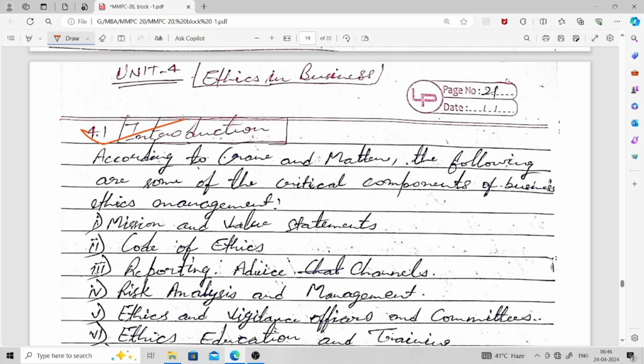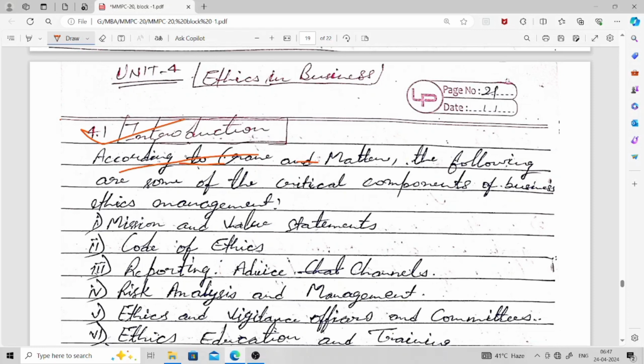Now in this introduction part, you can see according to Crane and Matten, the following are some of the critical components of business ethics management. Now you can see below, the first component is the mission and value statement.